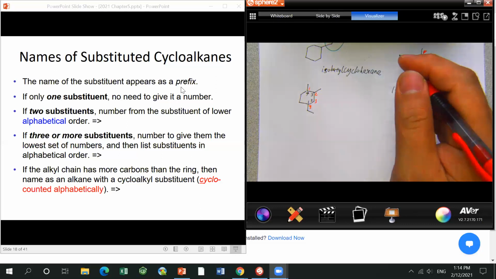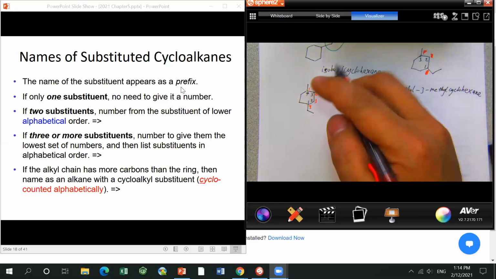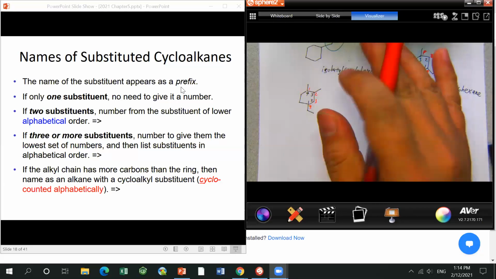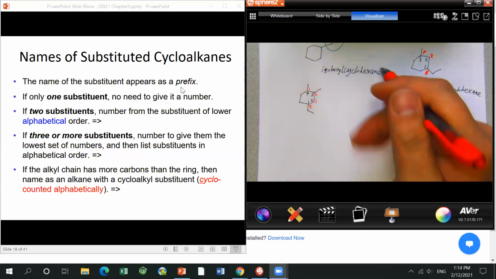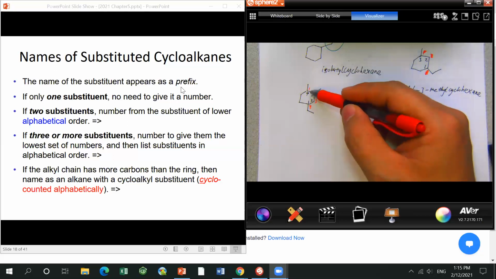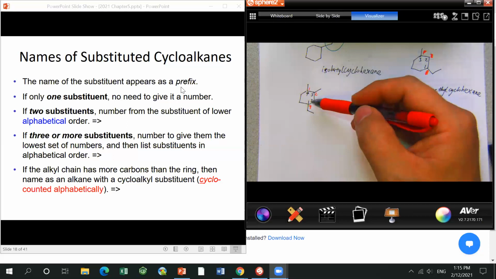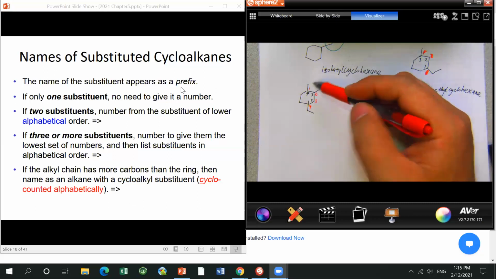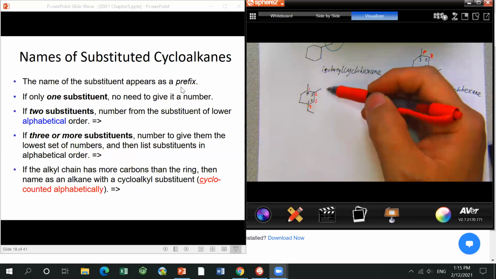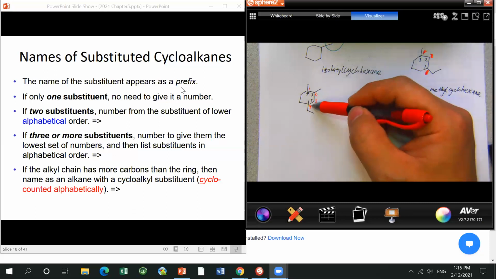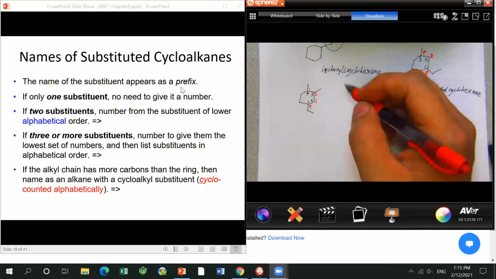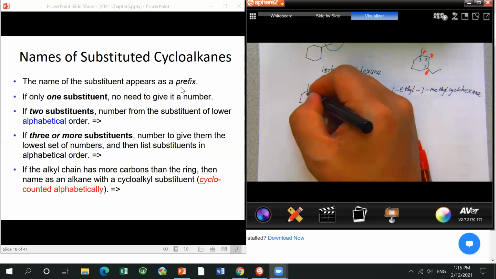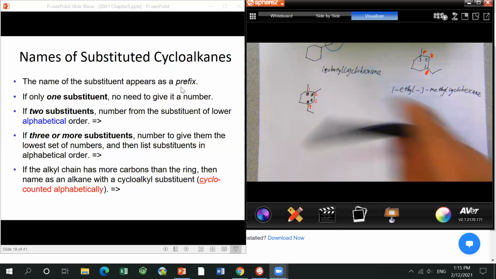The lowest set of numbers means if you add all their location numbers together, the lower sum is the right way to do the numbering. So if I do the black numbering, 1 is methyl, 1 is ethyl, and 3, 4 are the 2 methyls. If you add those numbers together, that gives 8. But if I do the red one, 1 methyl, 2 methyl, plus the 4 ethyl, that gives you 7. That's smaller than 8, so we use the red numbering. That means the lowest set of numbers.